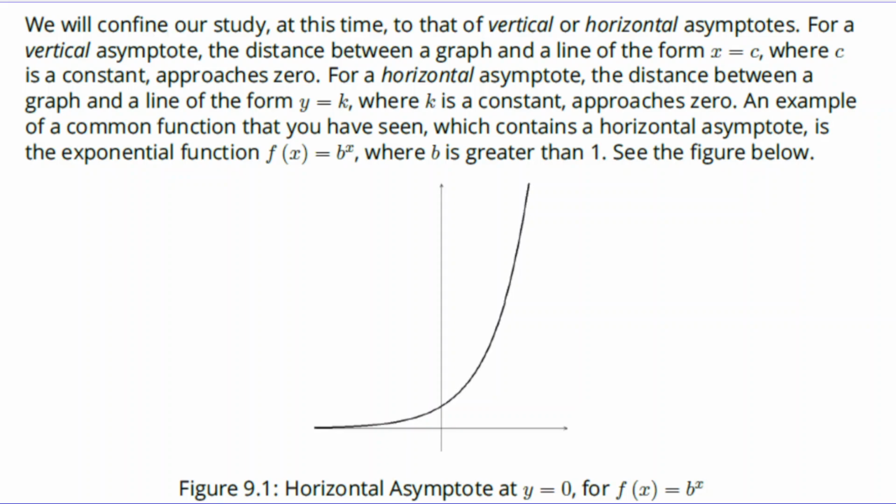Now they're going to confine the study, which means at this time, we'll look into it later, to that of vertical or horizontal asymptotes. A vertical asymptote is going to be one that goes like the y-axis. That's vertical, the line x equals c. The y-axis is x equals 0, but that could shift left or right. A horizontal asymptote would be like the x-axis, and I'm assuming you can see that on camera. That's horizontal.